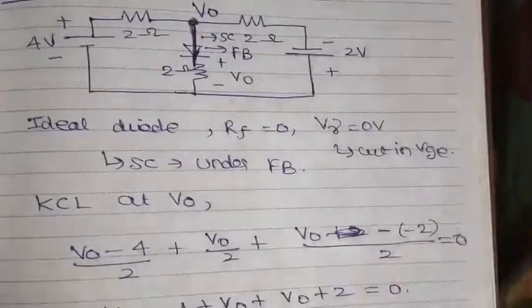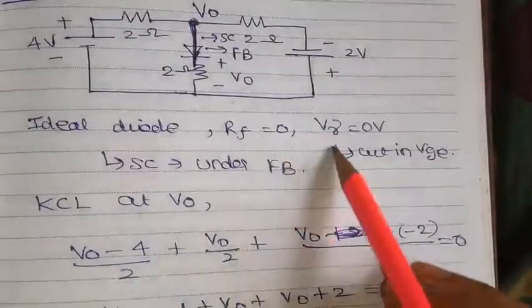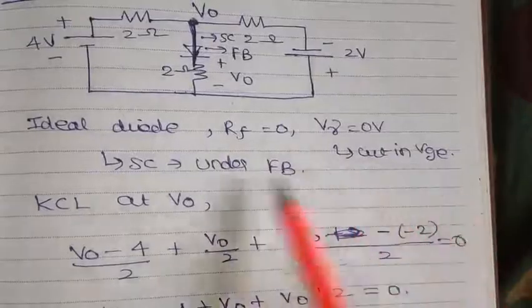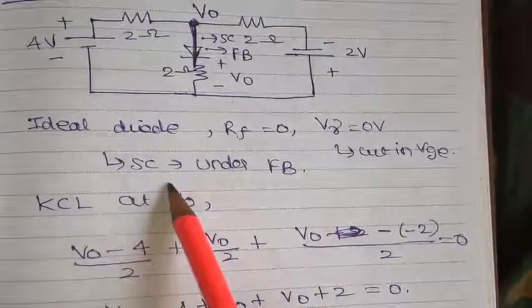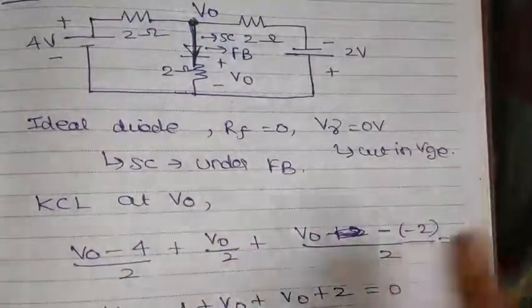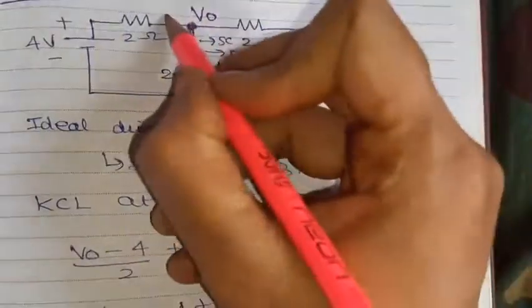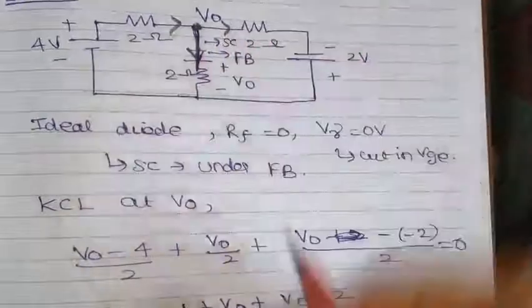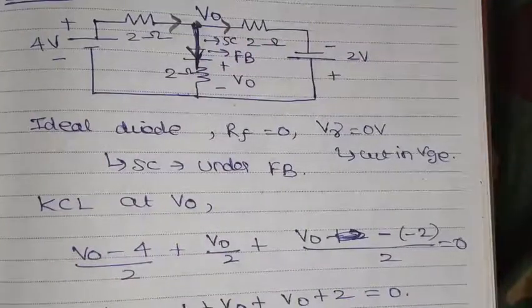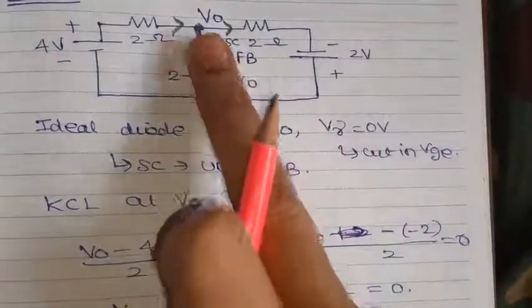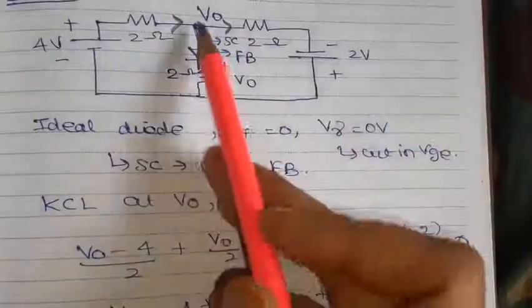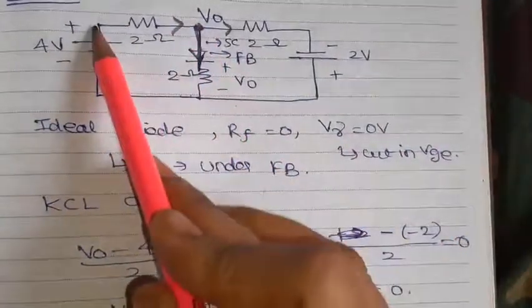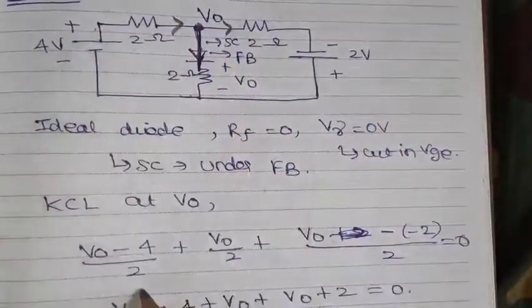For an ideal diode, the cut-in voltage is 0 V. Ideal diodes short circuit under forward bias. Okay, now we are going to apply KCL, Kirchhoff's current law, from here. At V0, Kirchhoff's current law. So from this, V0 minus 4 volt divided by 2, right?